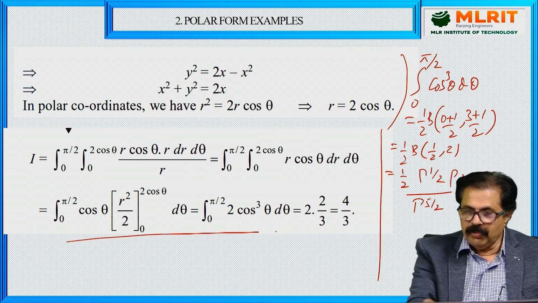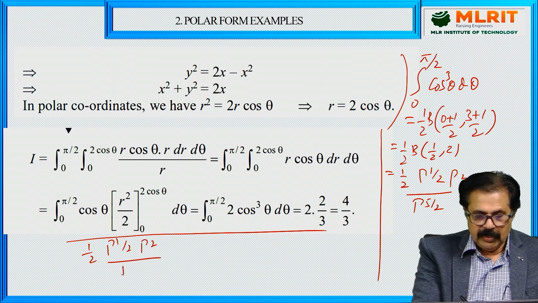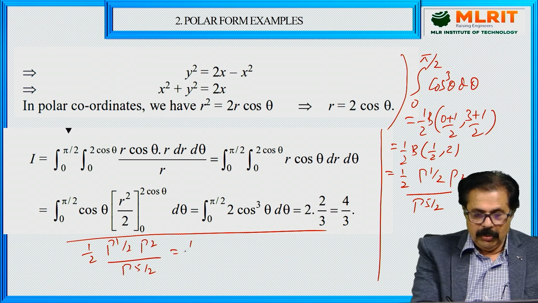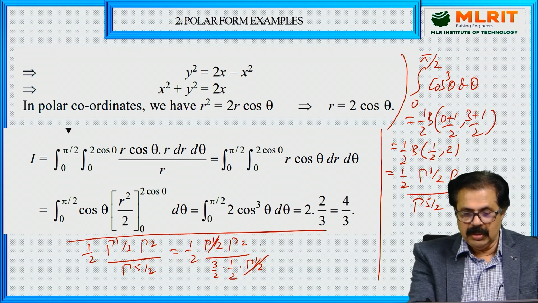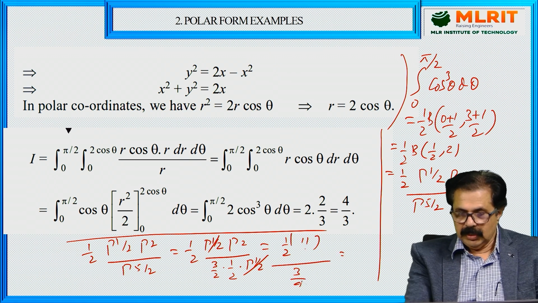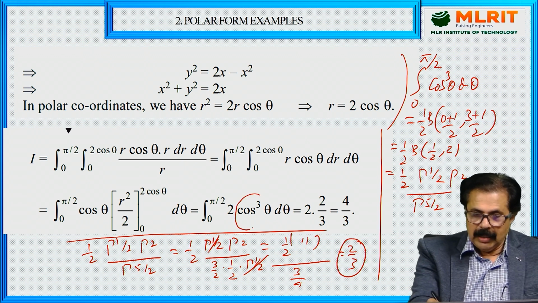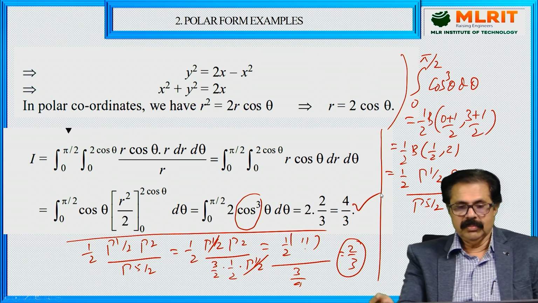Now simplify this. Half, gamma 2, gamma 5 by 2. Now use the reduction formula for gamma 5 by 2. Gamma 5 by 2 is 3 by 2 times 1 by 2 times gamma half, and the gamma half cancels. Then gamma 2 is 1 factorial, divided by 3 by 4. Now this is 4 by 2, giving 2 by 3. So the integral of cos cube theta is 2 by 3. Multiply by 2, we get 4 by 3. That is the final answer.